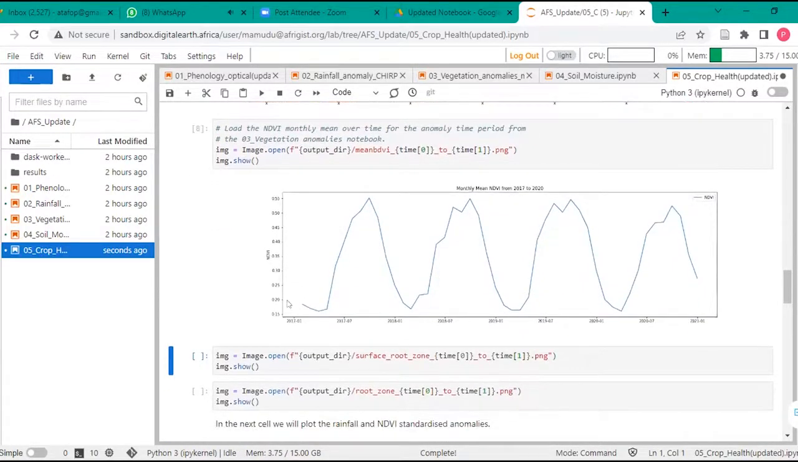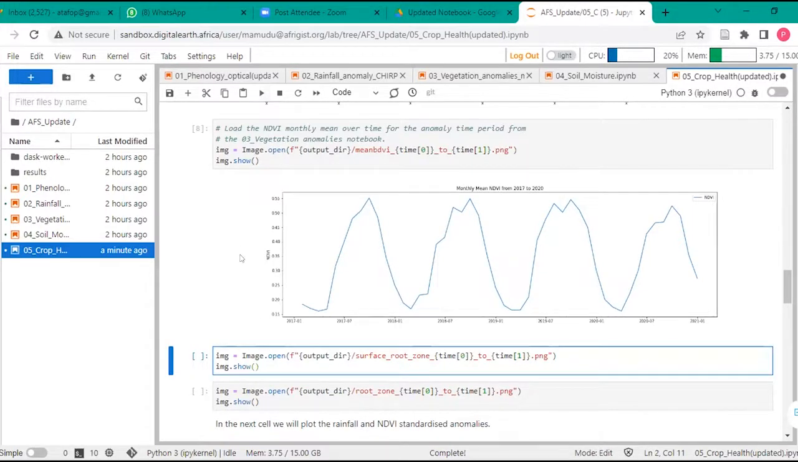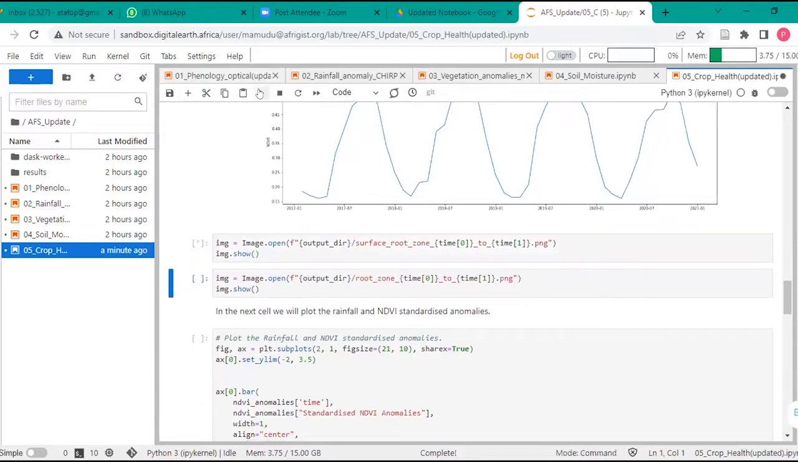So here is the monthly NDVI plotted for the study area between 2017 and 2021 in this case. Well, basically end of 2020 to start of 2021. And we can see almost equivalence in the graph. However, there is a slight reduction in the 2020 graph, as you can see here. Now let's go ahead and also plot that of the surface moisture and root zone moisture. So we'll bring this in using this next cell, and we'll run that.